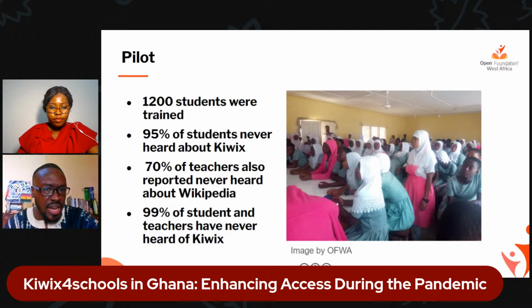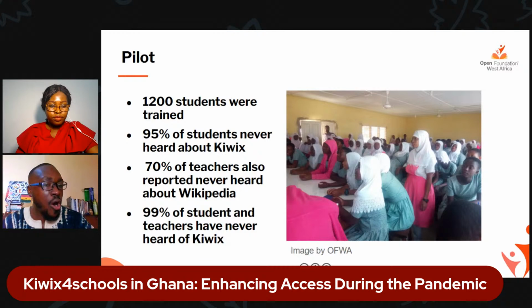So 120,000 students were trained, and 95% of students had never heard of Kiwix before, which was very alarming when we started engaging them. And 70% of teachers reported to have never heard of Wikipedia. This is also very alarming, because these are the duty bearers, the custodians, serving as a mini repository of knowledge for their students. If they do not have information about Wikipedia or access, then that poses a huge problem for us. Together, students and teachers, over 99% had never heard of Kiwix.